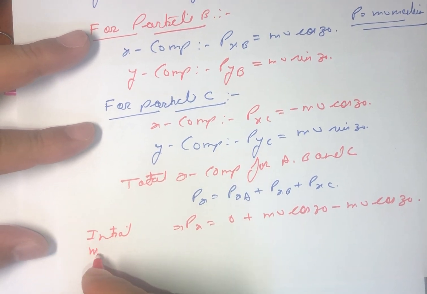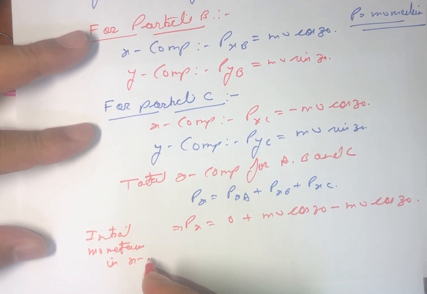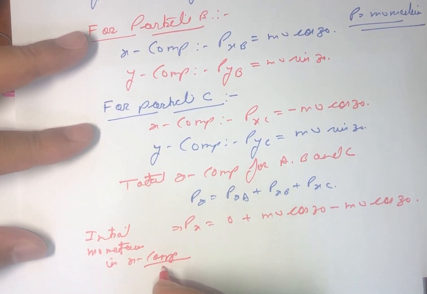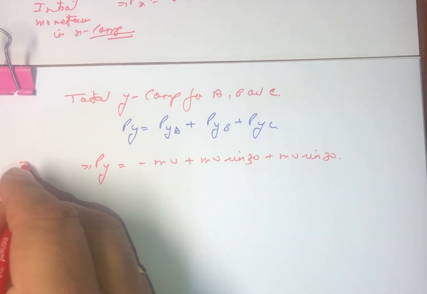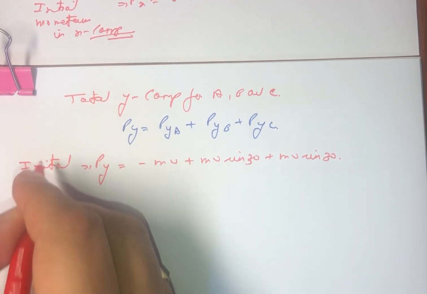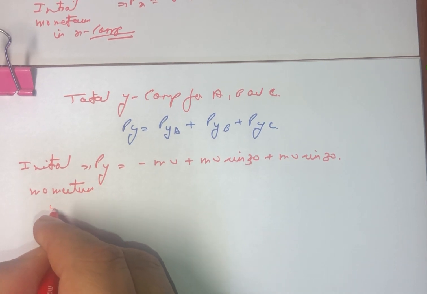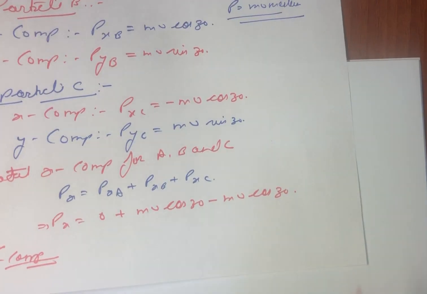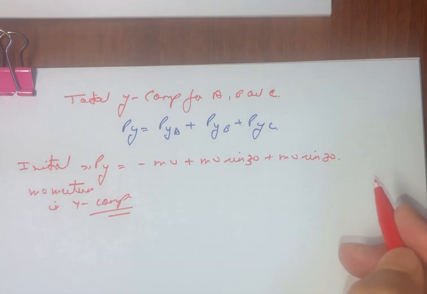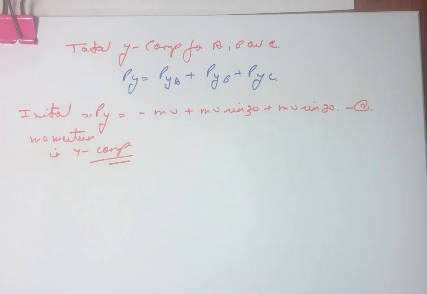Okay, so we can also say this is our initial momentum along the x direction, the x component, and this is our initial momentum in the y component. This is equation number 1, and we have this as equation number 2. Now let us do it for after collision.